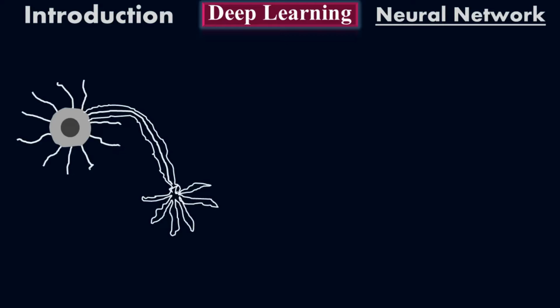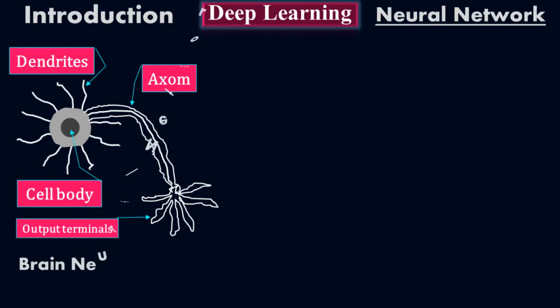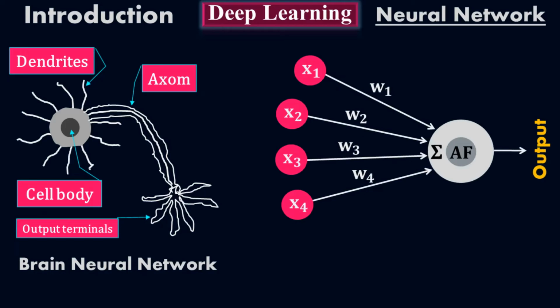This is the biological neural network in the nervous system of the brain. These are the dendrites. This is my cell body. This is the axon. Here are the output terminals. So I can say that it is the brain neural network, the biological neural network. Compared to this biological neural network, I have an artificial neural network, which is this. It is the artificial neural network.